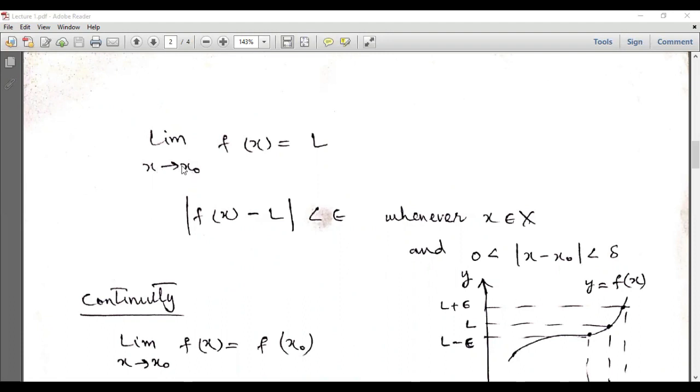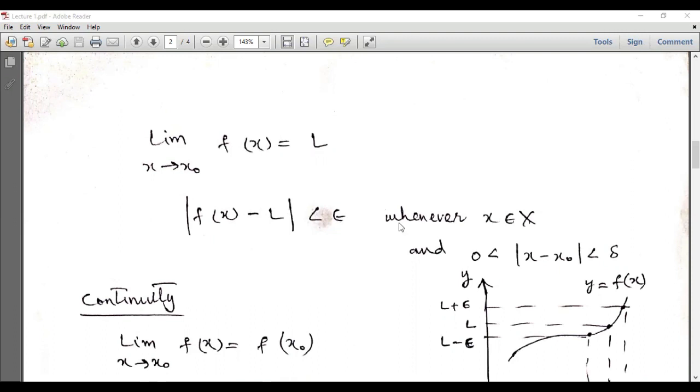So when x approaches x naught, f of x will be approximately equal to L, or f of x will approach L such that the error or the difference between f of x and L will be very, very small. So the magnitude of the difference between f of x and L will be smaller than epsilon, and epsilon is called the error or the tolerance. So if we specify the tolerance to be 10 raised to power minus 6, then if f of x minus L becomes smaller than 10 raised to power minus 6, we will say that this value f of x will be equal to L.